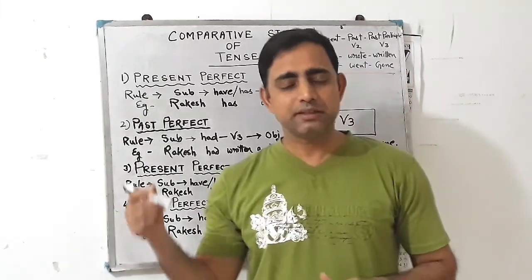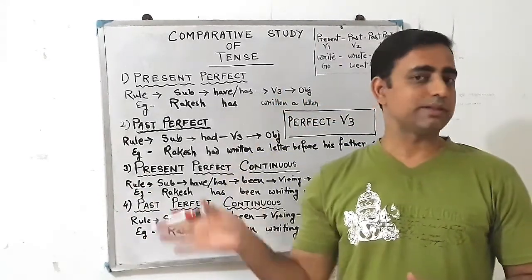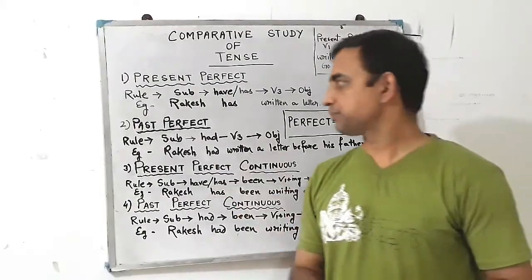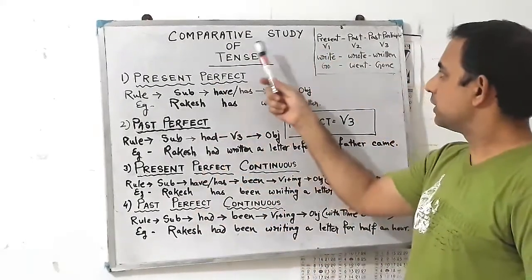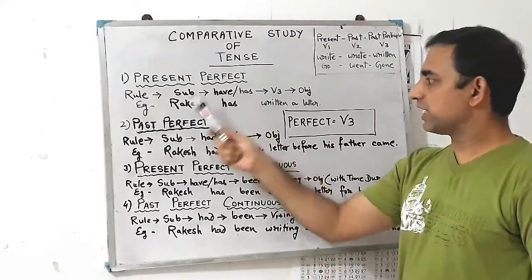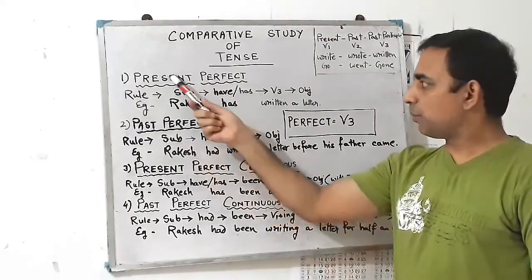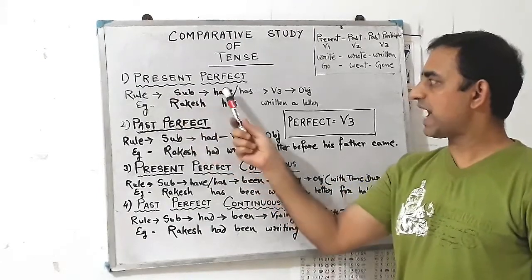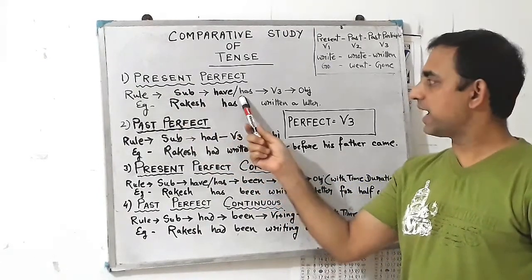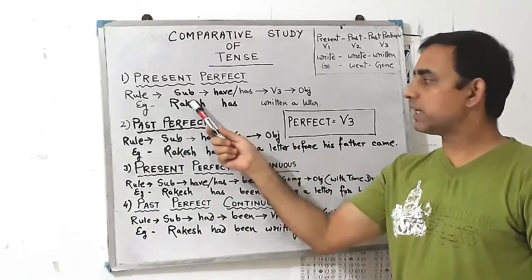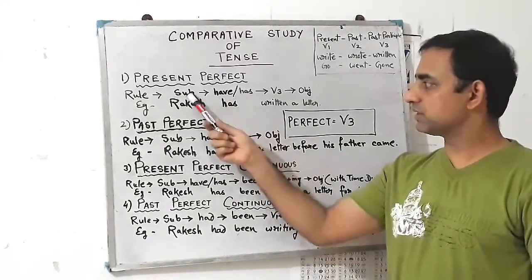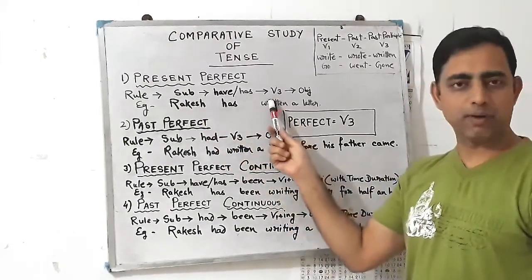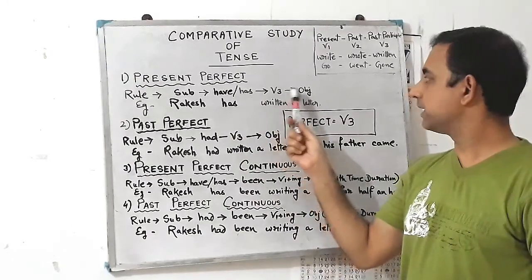But today in this video I will discuss all the other tenses. So let's start. The comparative study of tense, the present perfect and past perfect. See, the comparison I have made here. The rule of present perfect is subject, have or has as per the subject, and then the third form of verb, and then the object.